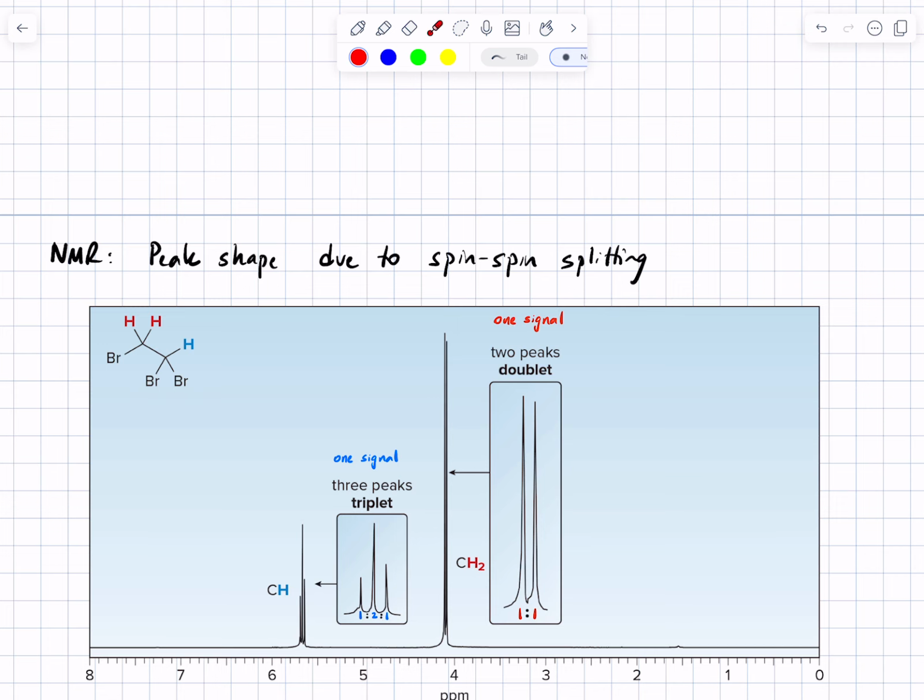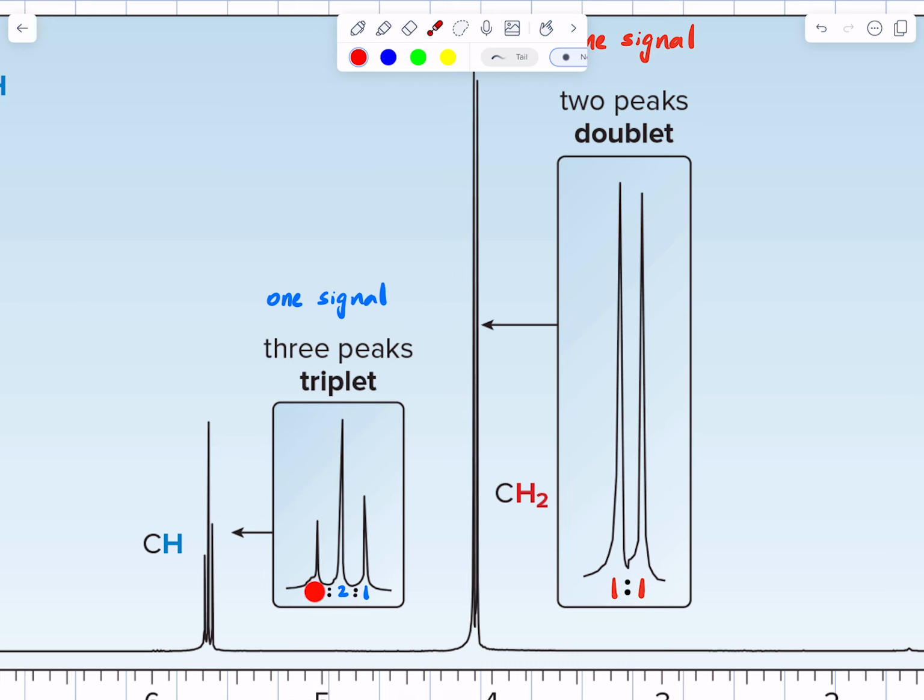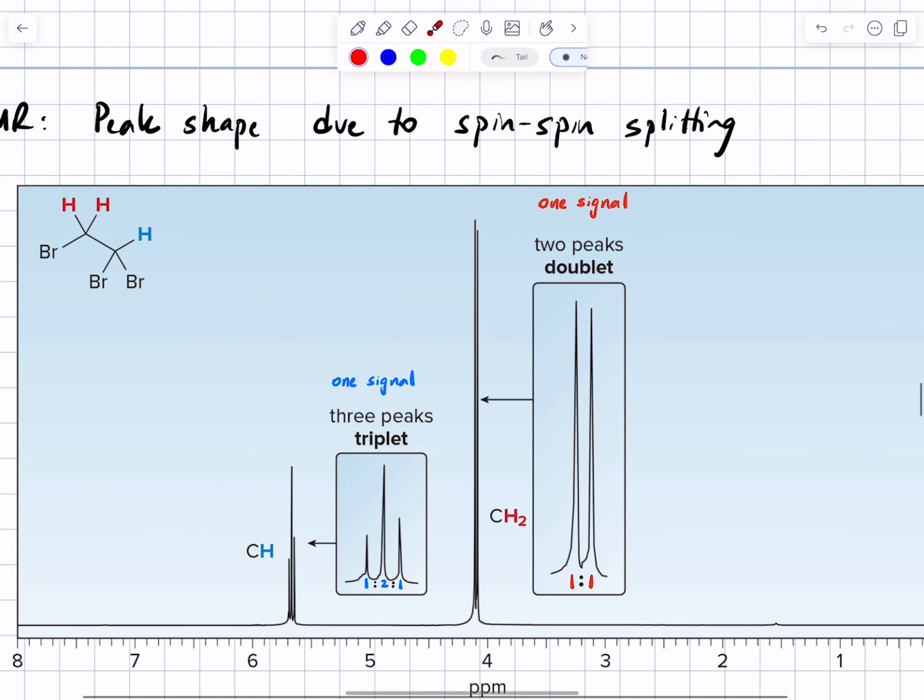1 to 2 ratio. If you zoom in on the CH proton, you see that this single NMR signal is split into a cluster of peaks. There are three peaks, and they have a basically 1 to 2 to 1 ratio with respect to each other. That's called a triplet, and we'll talk about where that comes from. But it arises because this proton in blue is adjacent to other protons.